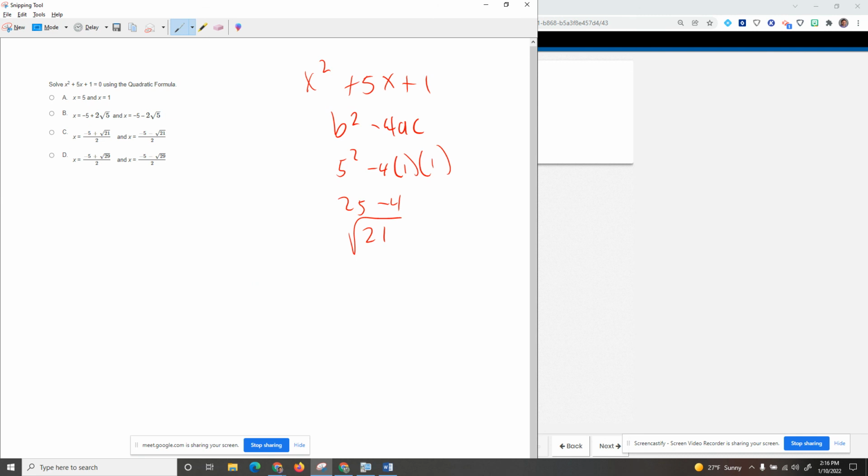So C is your answer. I can already tell because that's the one that has the square root of 21. But if I build the rest of the formula around it, opposite of B is negative 5 plus or minus square root of 21 over 2A, which is 2. I can't simplify that further. So C is your answer.